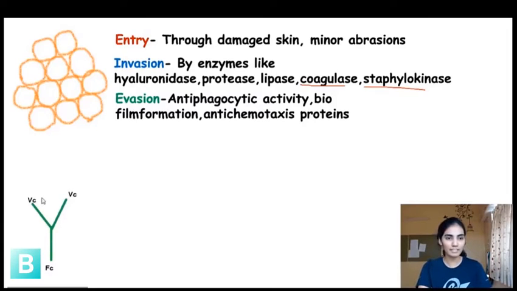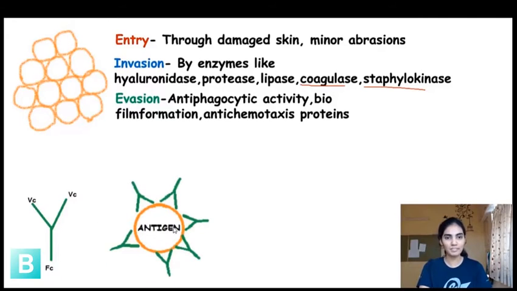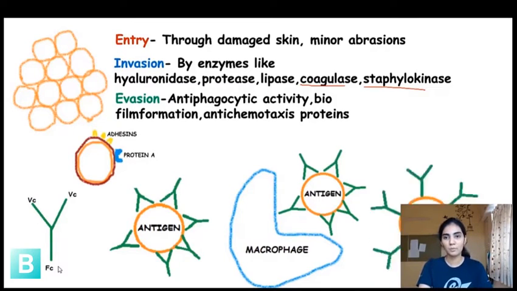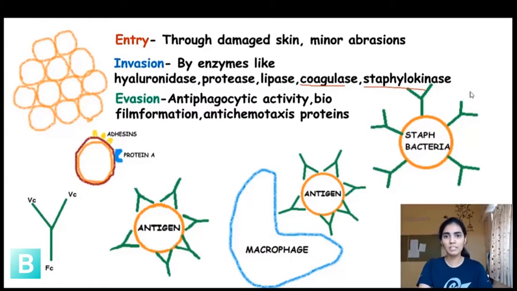So normally any antibody has a fixed portion and a variable portion, right? The variable portion binds to the antigen so that the macrophage can recognize it, engulf and destroy it. But Staph is a very clever bacteria. It has a capsule which prevents opsonization and a protein A on its membrane which does not bind to the variable portion but binds to the fixed portion, which is completely opposite to what normally happens. Thus, the macrophage cannot identify it and it easily escapes the immunity.